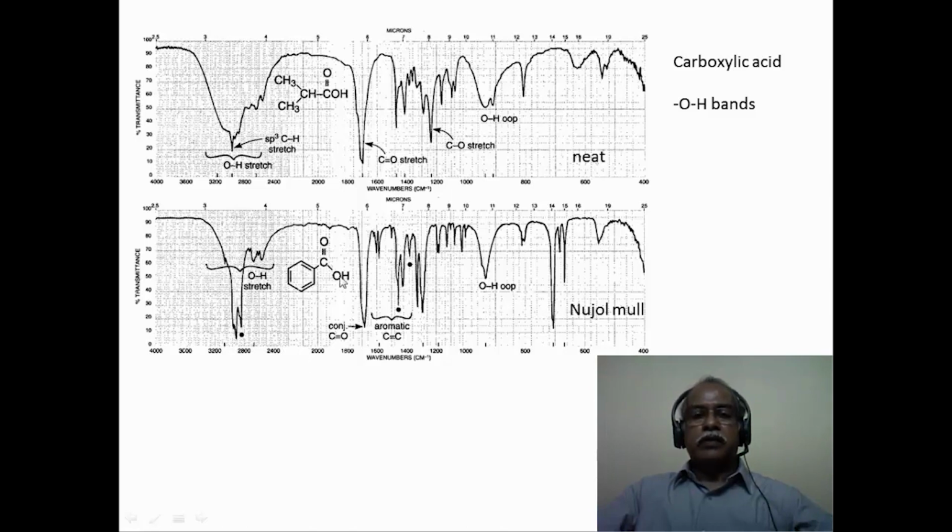So the OH stretching frequency essentially is the broad stretching frequency that you see in this region corresponding to the carboxylic acid OH, and the carbonyl, the conjugated carbonyl, is coming around 1700 or so in the case of the benzoic acid, as a carbonyl stretching frequency as well as the OH stretching frequency corresponding to the carboxylic acid.